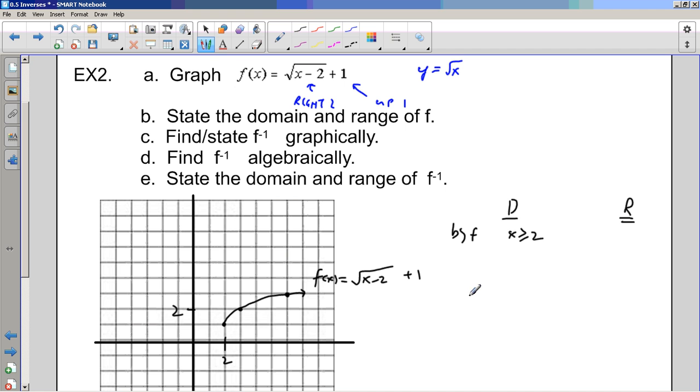The range, if I think about it from the graph, it's all the values of y that are allowed, and I see it's going to start at 1 and go all the way up. y has got to be greater than or equal to 1.